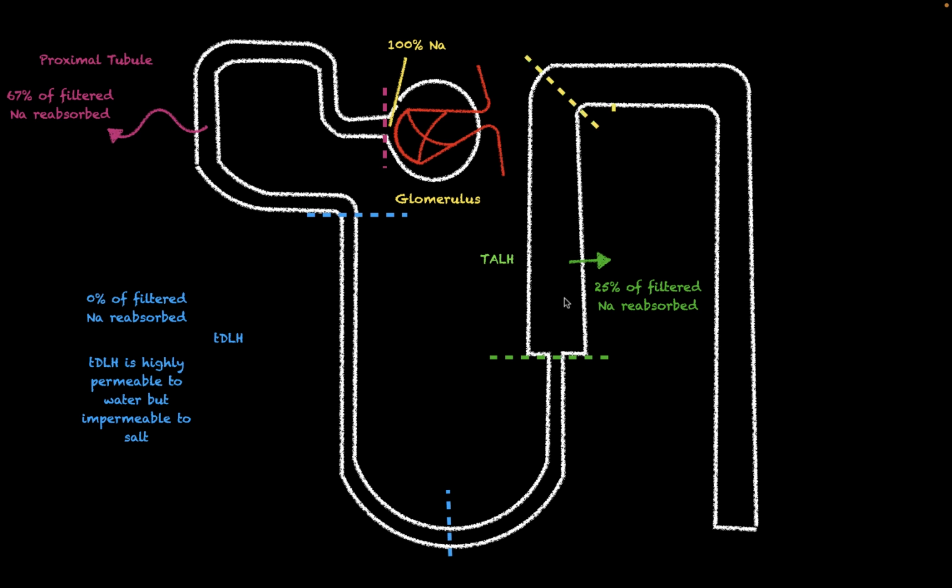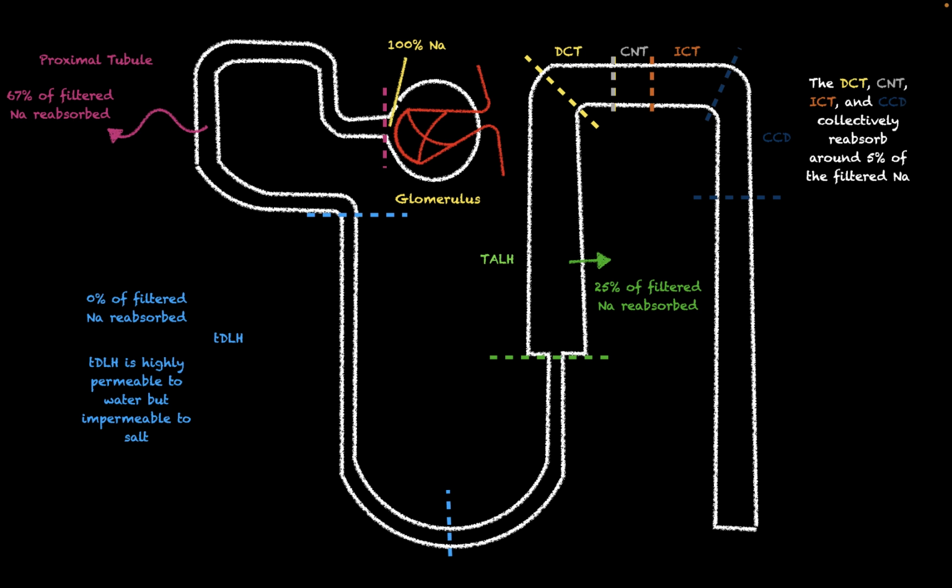The first one is going to be the distal convoluted tubule, or the DCT. The second one is going to be the connecting tubule, or the CNT. The third is going to be the initial collecting tubule, or ICT. And then the fourth is going to be the cortical collecting duct. So all four of these segments are going to collectively reabsorb around 5% of the filtered sodium.